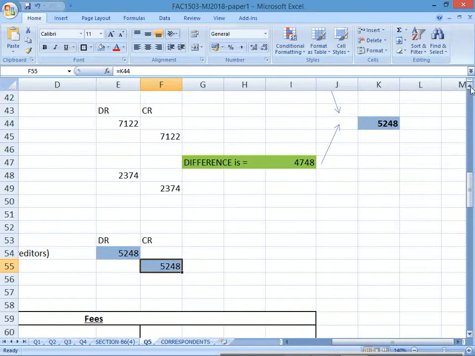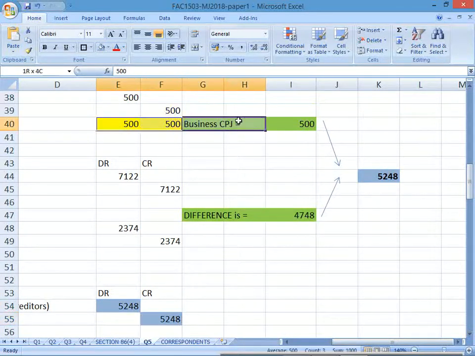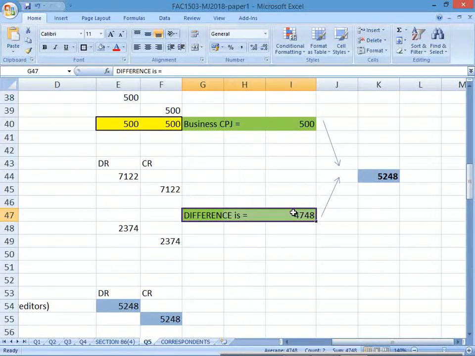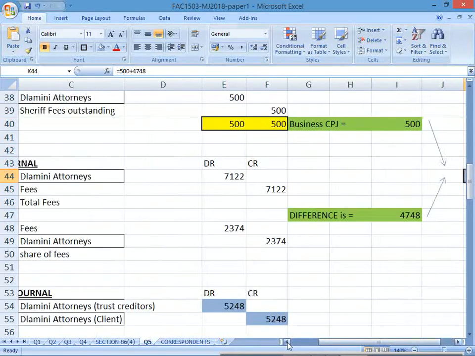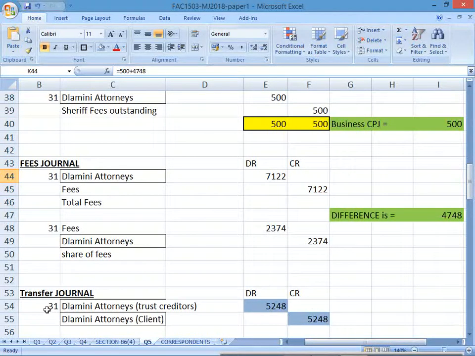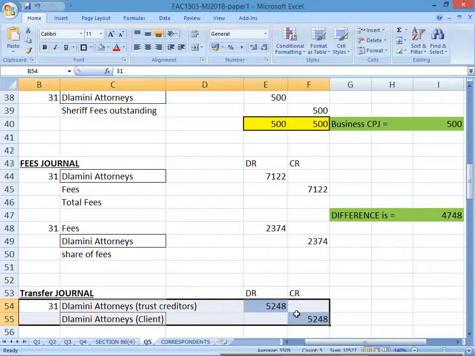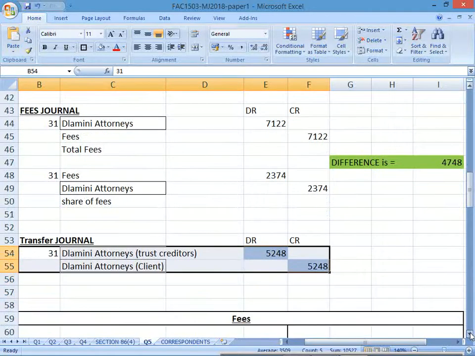Okay, because earlier on we calculated that from that journal and from this journal. Those two journals added together gave you that total. Right, that total is the amount that you're going to transfer from the client's trust creditors to the other business, so from the instructing attorney, to the instructing attorney.